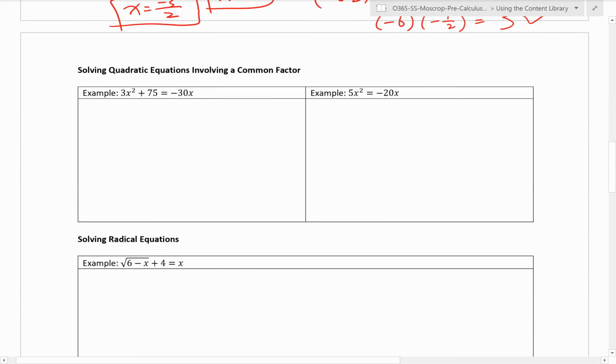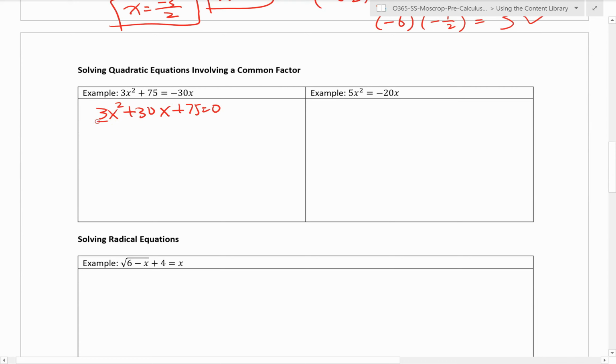Here we are going to solve these equations involving a common factor. So again, we follow the steps. First step, move everything to one side and make it equal to 0. So I'm going to move everything to the left by adding 30x.